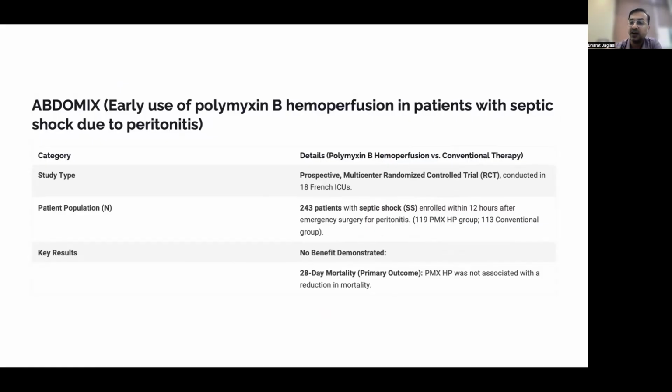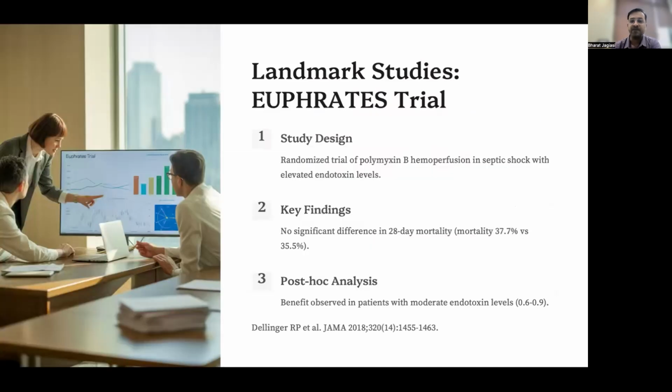Followed by the Abdomix trial, which studied the early use of polymyxin B hemoperfusion in patients with septic shock due to peritonitis. Again, this was a prospective multi-center RCT conducted in 18 French ICUs, and they studied around 243 patients with septic shock, enrolled within 12 hours of emergency surgery for peritonitis. Here no benefit was demonstrated. The 28-day mortality in the group where the hemoadsorption polymyxin B filter was used along with conventional therapy, versus conventional therapy only, showed no mortality benefit.